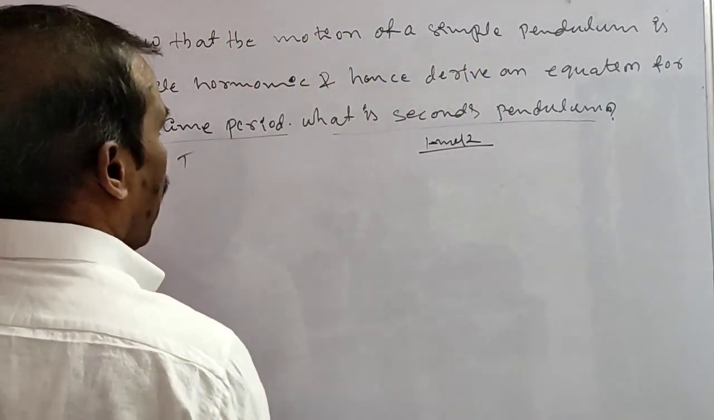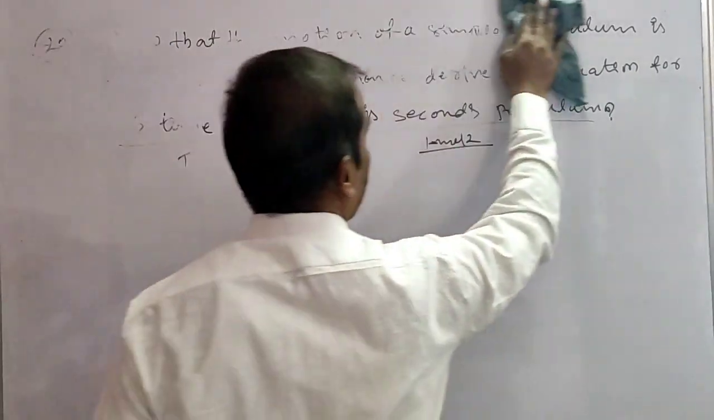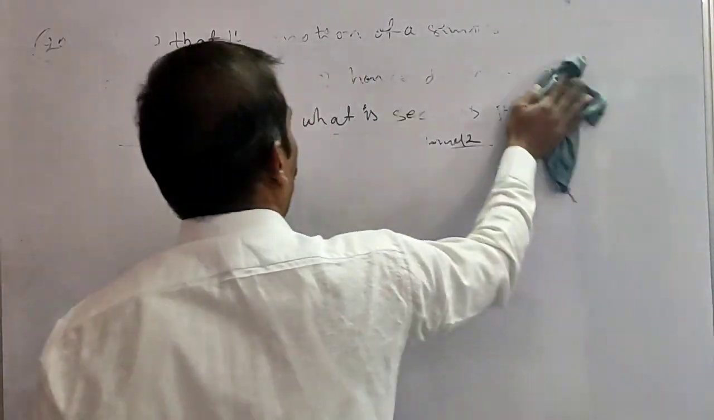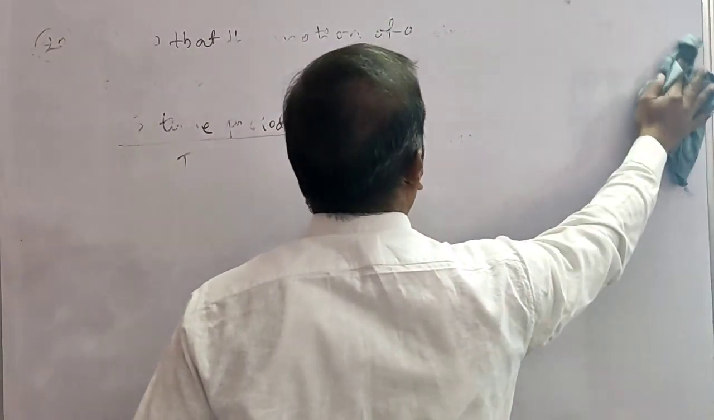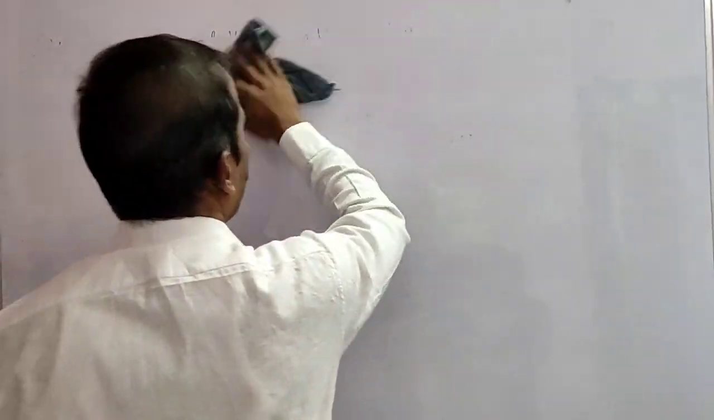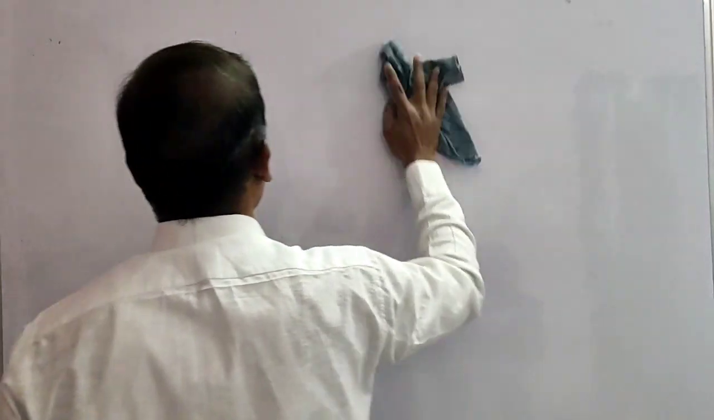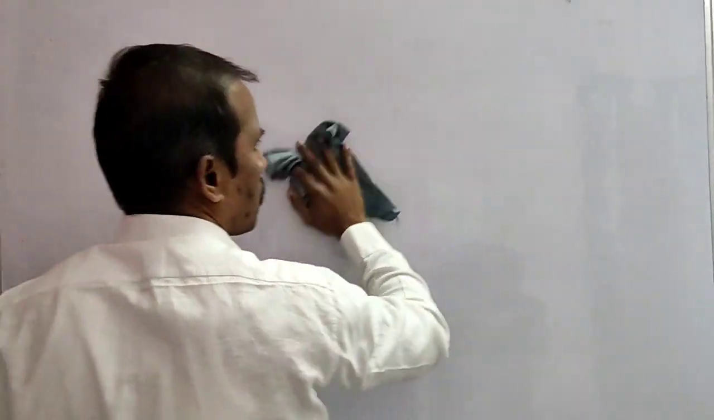Question number 20. Okay. 8 marks. First statement: what is the simple pendulum? First of all, what is the simple pendulum? Nothing but the spherical bob which is suspended by a thin, inextensible and massless thread is called here a simple pendulum.